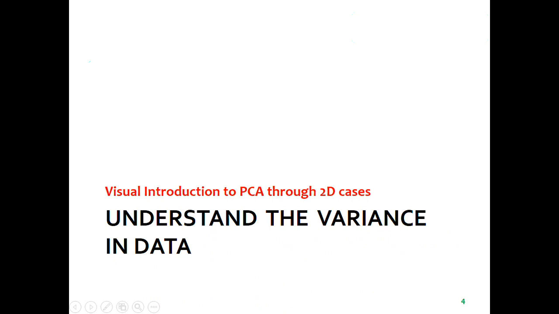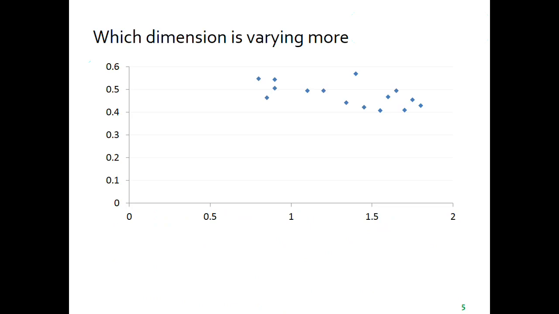So let's first understand what is the variance in the data through some visual examples in 2D case. So take a look at this data. In this data, if I ask you which dimension data appears to have more variance, in X dimension, in Y dimension, what are you going to say? You can pause and you can think of. Now if you take a look, it's varying much more in X-axis. In X-axis, it's changing from 0.75 probably to 1.75. Whereas in Y-axis, it's just between 0.4 to 0.6.